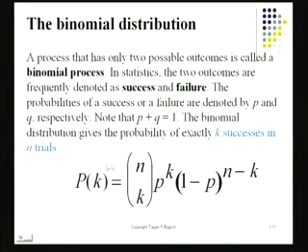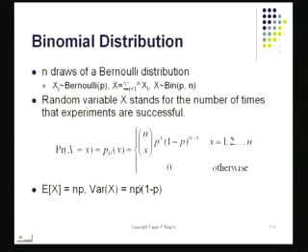The first k could be heads, or the last k tosses could be heads, and those also would count as k heads in n trials. So, there are various ways I could generate k successes or k heads in n trials. That is why I have got this combination part here. This term actually takes care of those possibilities.